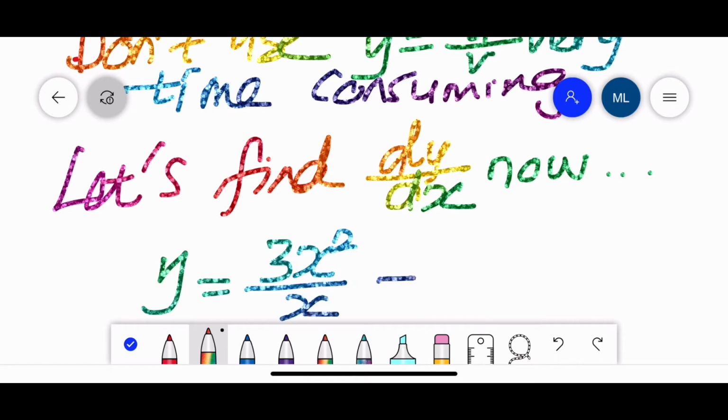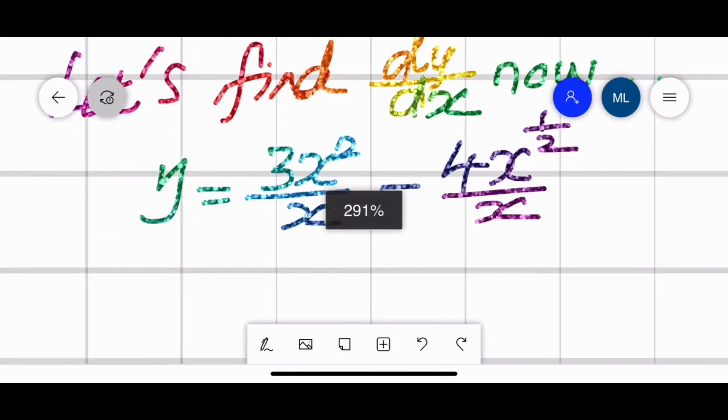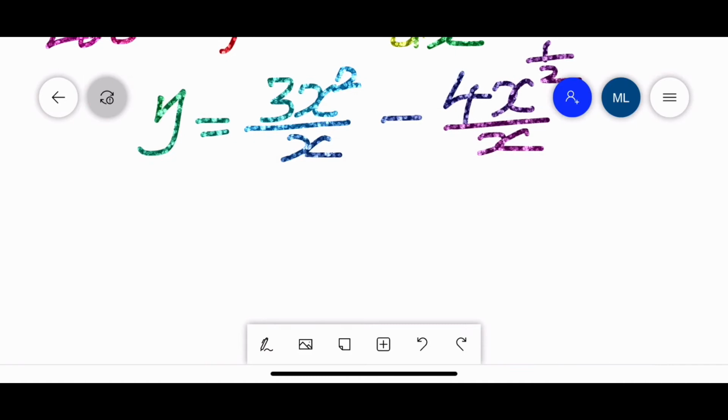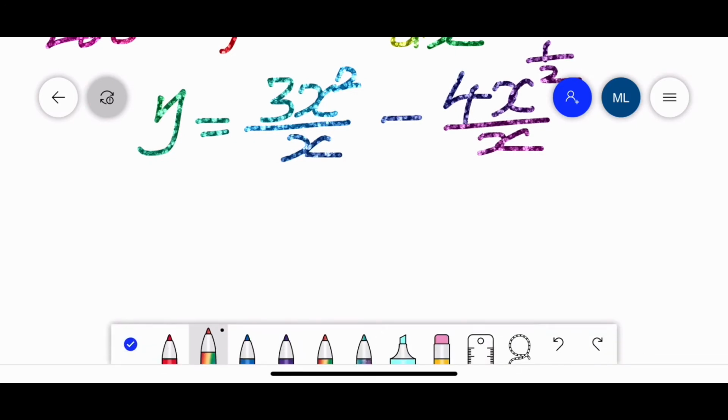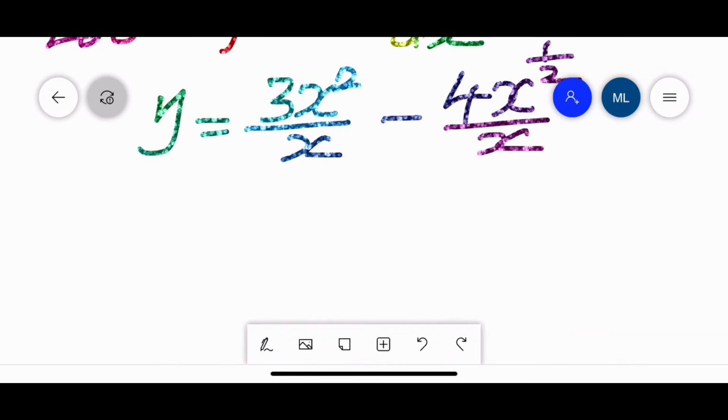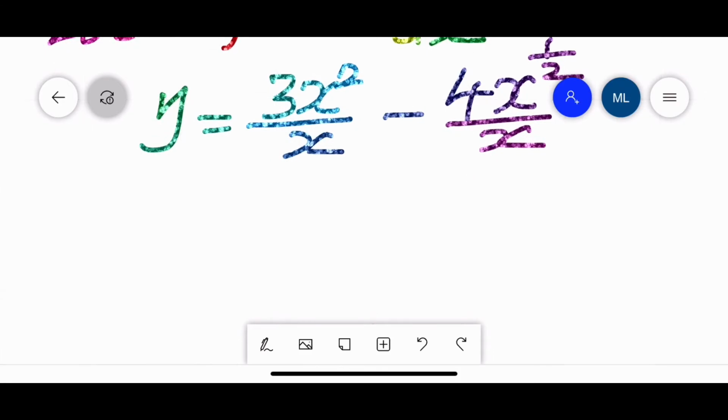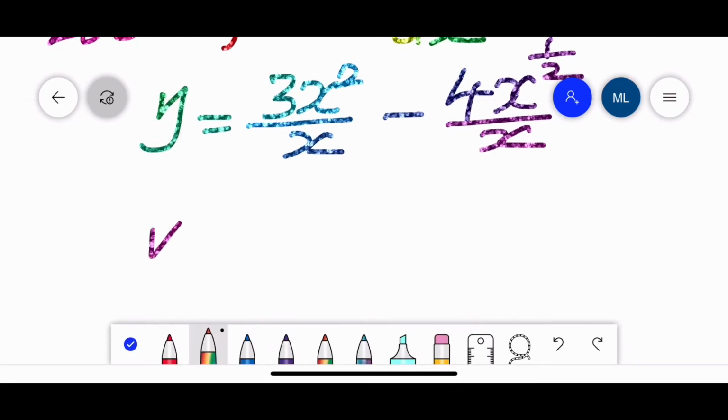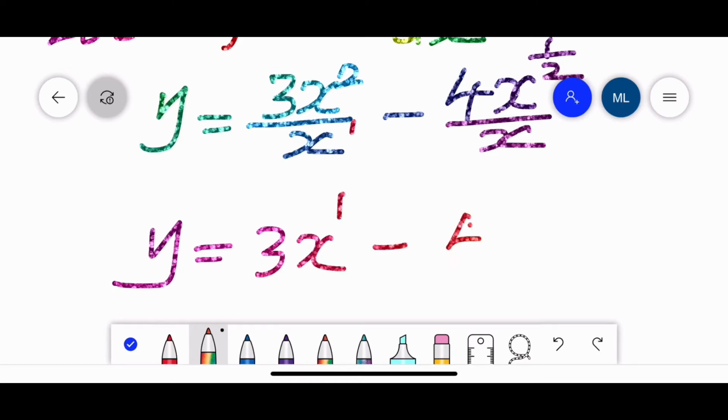So you just use the shortest way to do. You see, I will focus on the power: the 3x squared I divide by x, minus 4x. When I see square root, I will convert to power half, alright? So I will write 4x power half over x. Then I will use the indices and simplify to the simplest form, 3x power 1.